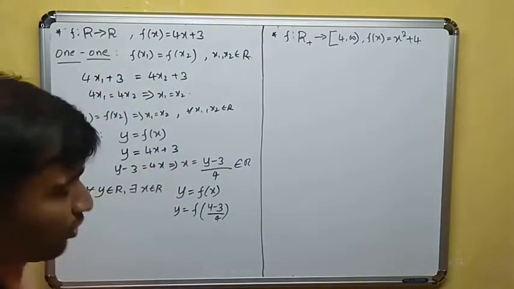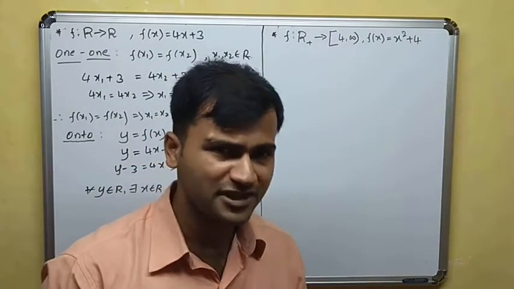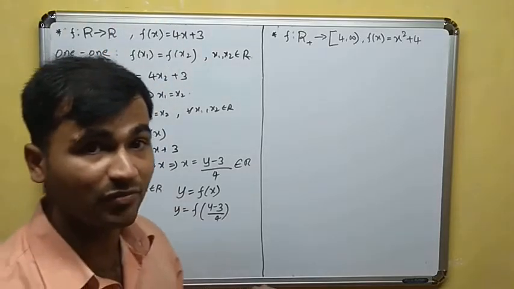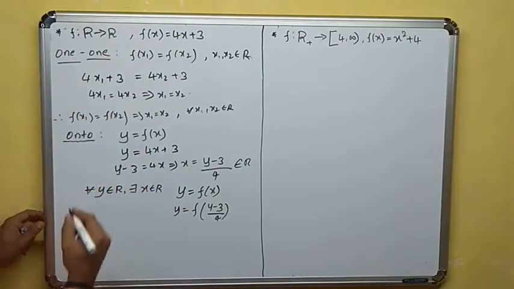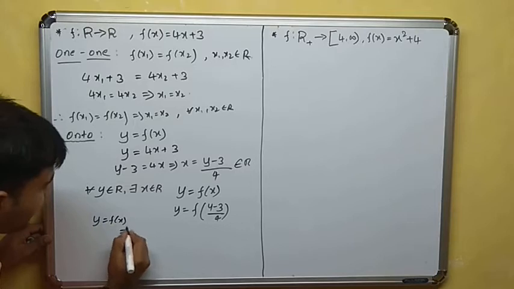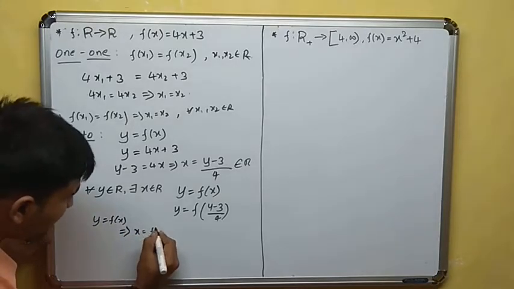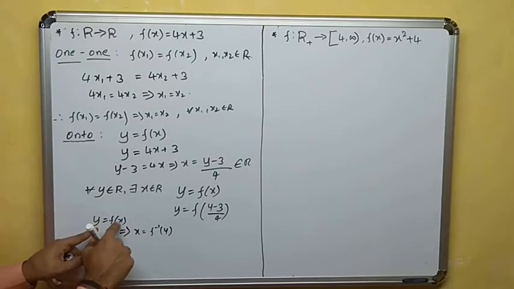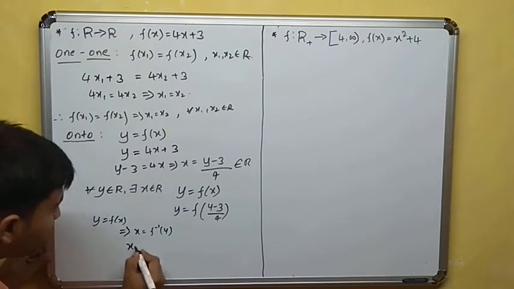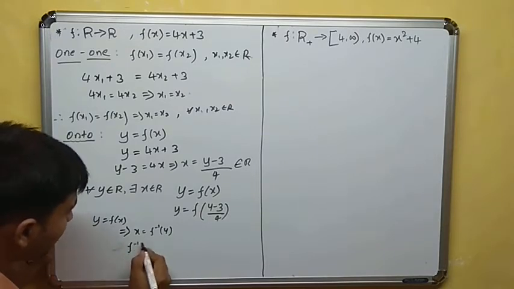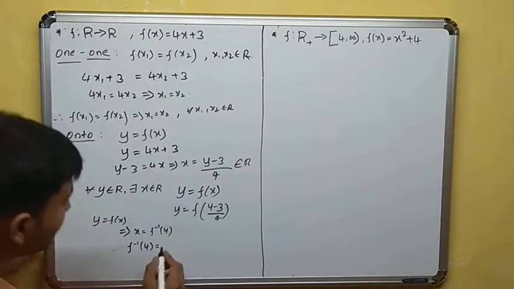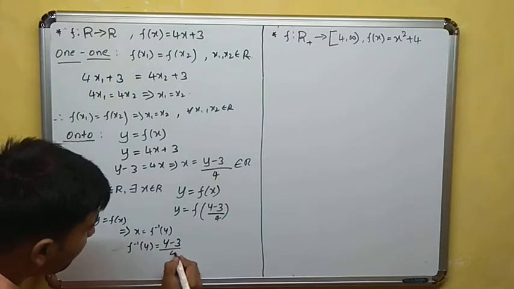Therefore, this function is onto. Since it is one-one and onto, it is bijective. If it is bijective, it is invertible. Therefore, we have proved this function is invertible, and also we need to write the inverse of the given function. So if y is equal to f of x, we can say x is equal to f inverse of y. So this x goes to the left-hand side as f inverse. Therefore, f inverse of y is equal to x, and x is y minus 3 divided by 4.